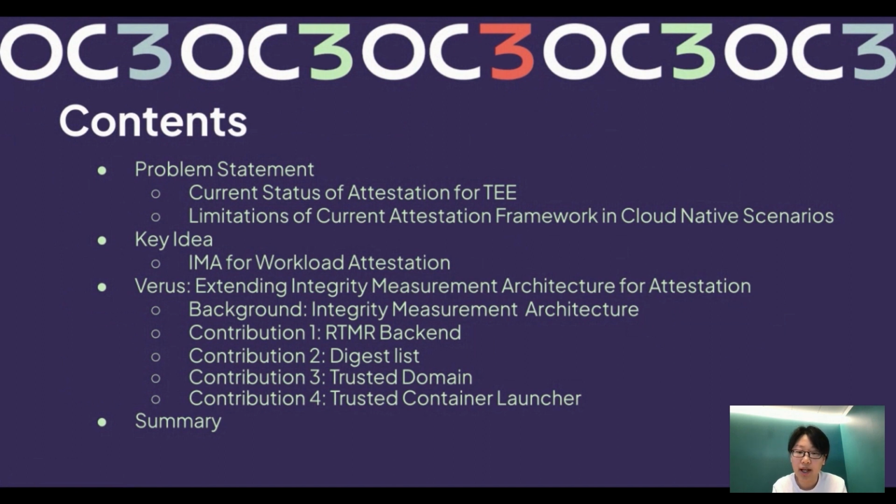The first contribution is the RTMR backend to support the TEE, and the second contribution is a digest list to support attestation and extend the trust chain from the Linux kernel to the trusted domain. Then we'll discuss what the trusted domains are, and how we could do attestation for them. In one of the attestation parts, one key component is a trusted container launcher, which is still in progress.